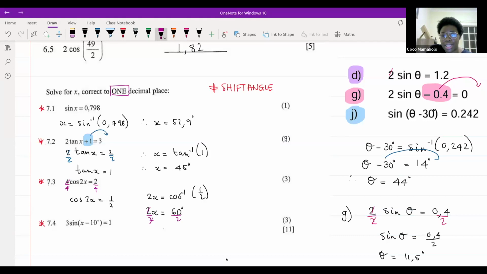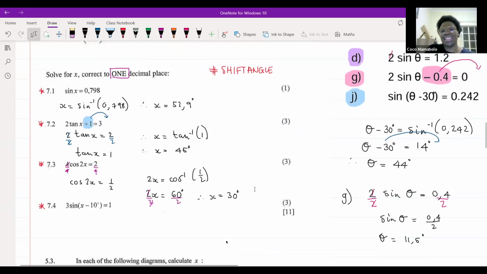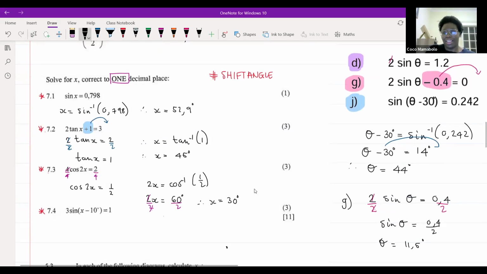Divide by 2. Hello, you forgot the degrees, so you lost the mark. Therefore, x is equal to 30 degrees. I took a mark away, Ziketelo, you forgot to say degrees. I see, Omi, I see. Okay, it's okay. It's okay. I'm glad you're getting it right, though.